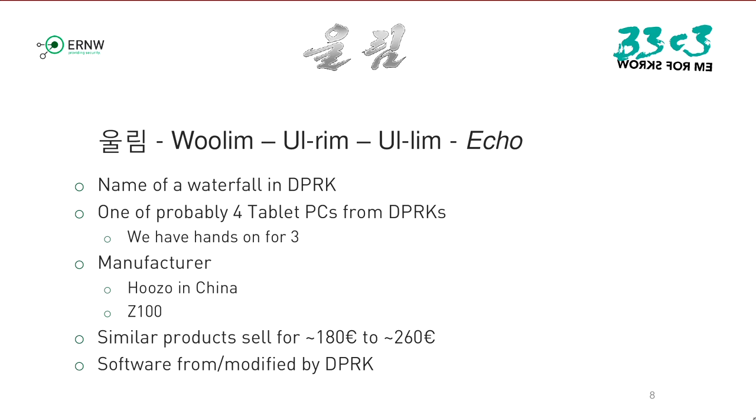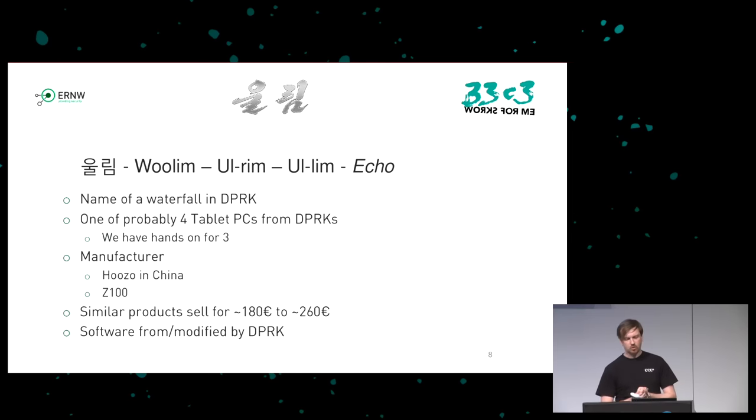So again, as I said, Woolim is the name of the tablet PC. If you translate it, it translates to Echo. If you put this into Google Translate, it translates to something completely else. I have no idea why, but I think it translates to Ring or something. But Echo is probably the real name, and it is also the name of a waterfall in DPRK. There are probably at least four tablet PCs out there in DPRK. We have hands-on for 3. There is another one which is named after a mountain in DPRK, called Mysterious Fragrant. So they basically name all of their pieces of technology after things in nature, I guess.